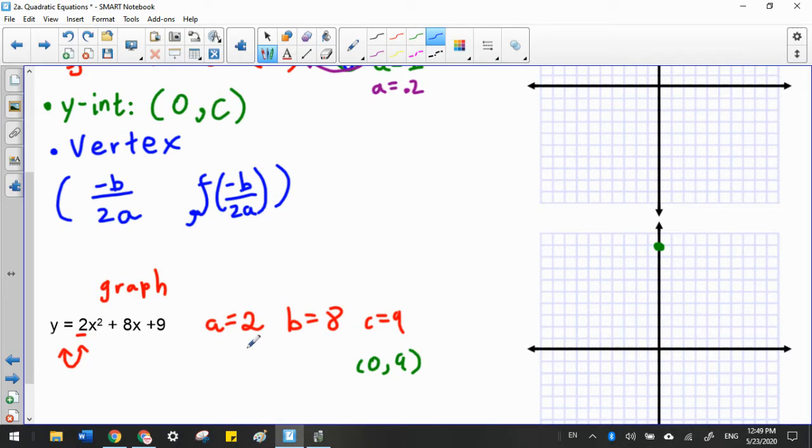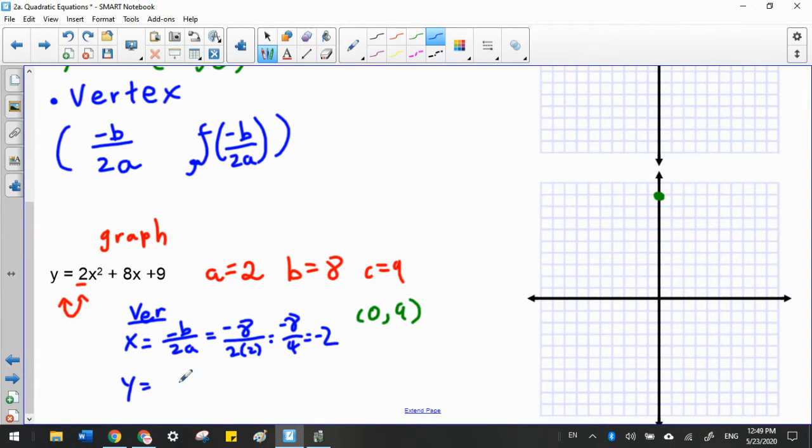And my vertex, I can find the x value by doing negative b over 2a. So then in this case, I'm going to get negative 8 over 2 times 2, which is negative 8 over 4, also known as negative 2. And now to find the y value, I just got to stick the negative 2 into the equation. And that's going to give us a positive 1. And now with that, I know that my vertex is going to be negative 2, 1.